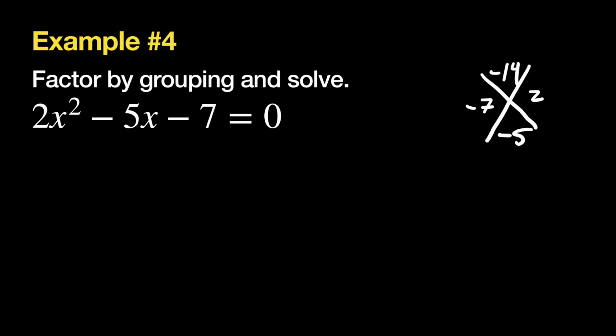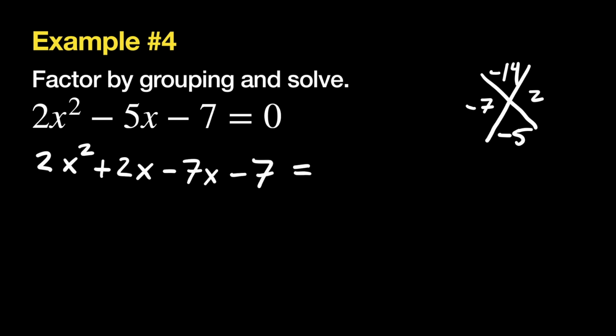And we're going to write this as 2x to the second plus 2x minus 7x minus 7, and that's equal to 0. We are going to group them, and that's why we use that term. We're going to put these two together, and we're going to put these two together.